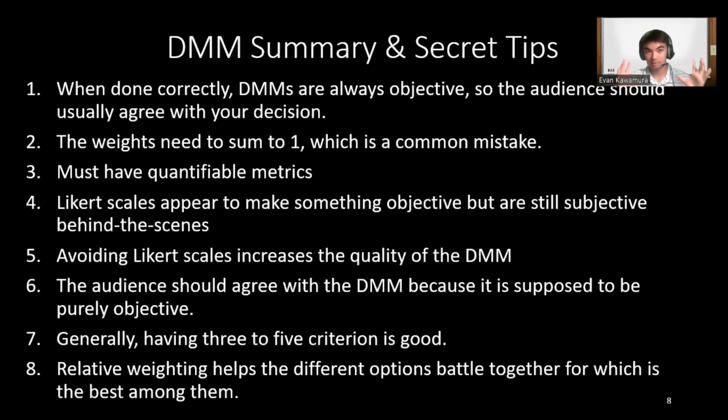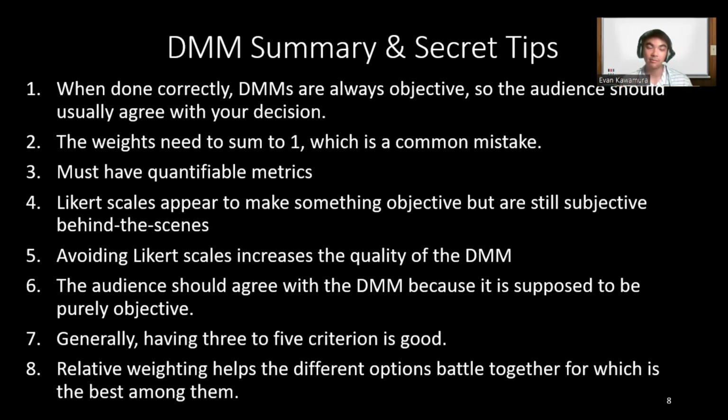Okay, so here are all the secret tips on just one quick slide. Remember, if you do a DMM correctly, it's going to be objective, so your audience should usually agree with your decision. Whatever your conclusion is, they should generally be like, yep, I agree. It's hard to argue against it because it's purely objective. Make sure weights sum to one. Again, this is a common mistake. It seems really obvious, like why would you not do that correctly? But it does happen, so just double check your math.